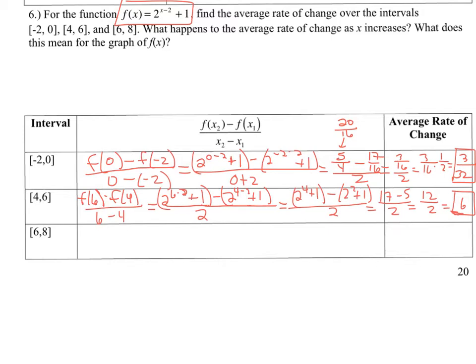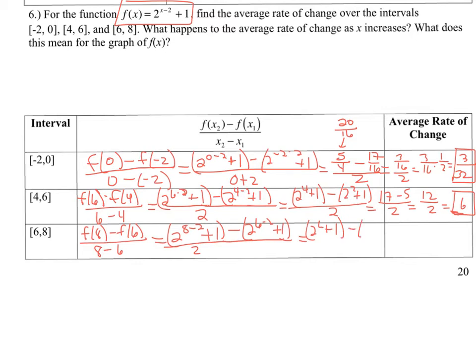Next domain interval is from 6 to 8. So we gotta find f of 8, take away f of 6, and divide it by 8 minus 6. Okay, well f of 8 means 2 to the 8 minus 2 plus 1 over 2 in the denominator. We gotta subtract f of 6, so 2 to the 6 minus 2 plus 1. So that's 2 to the 6 plus 1 minus 2 to the 4th plus 1, all divided by 2.